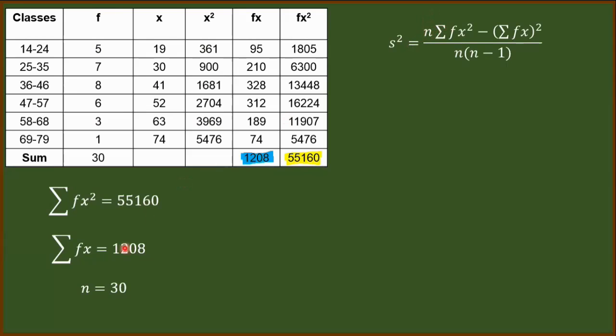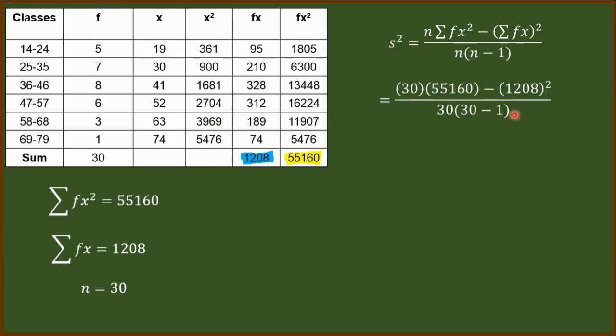So n here will be replaced by 30. And then the summation of fx squared will be replaced by 55,160. That's why we have it here. Minus, and then the summation of fx, the one inside the parenthesis, will be replaced by 1,208. That's why we have that number here. And then parenthesis squared. For the denominator, we have 30. That's n. Multiplied by 30 minus 1. Then using our calculator, we can solve for the next step. Just make sure you are typing the digits correctly.